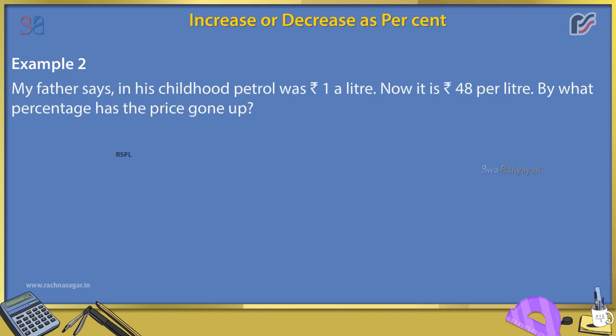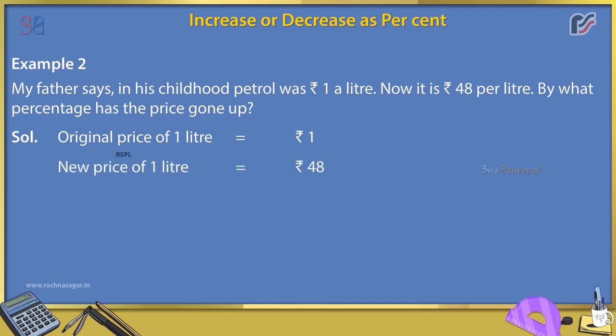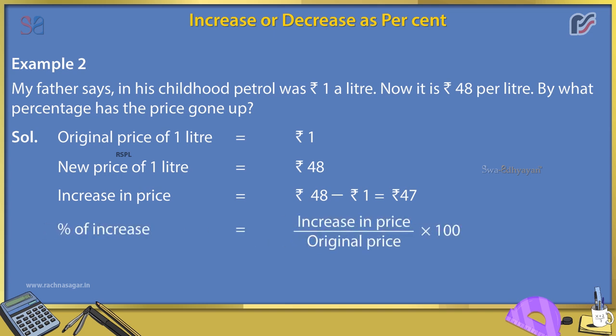Example 2. My father says in his childhood petrol was ₹1 a litre. Now it is ₹48 per litre. By what percentage has the price gone up? Solution. Original price of 1 litre is equal to ₹1. New price of 1 litre is equal to ₹48. Increase in price is equal to ₹48 minus ₹1, which is equal to ₹47. Percentage of increase is equal to increase in price by original price into 100, which is equal to 47 by 1 into 100, which is equal to 4700%.